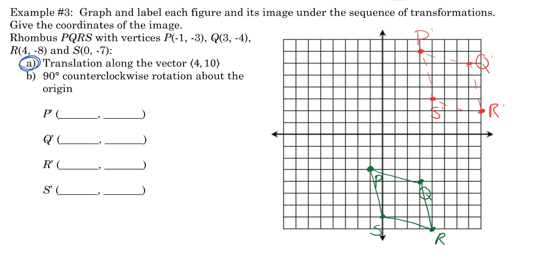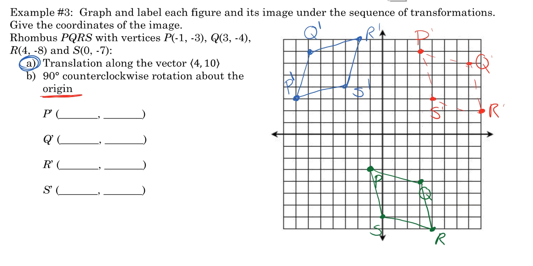Okay, so you should have your pre-image rhombus PQRS. You'll notice that it is towards the bottom of your coordinate grid, and then after the translation along a vector of 4, 10, you'll notice that your image has shifted to the first quadrant. So double check and make sure that you have what I have. And now I want you to go and do your transformation for letter B, which is a 90 degrees counterclockwise rotation about the origin. So our rotation rules apply here because it is about the origin. Okay, so go ahead, pause your video now, and see if you can do this independently.